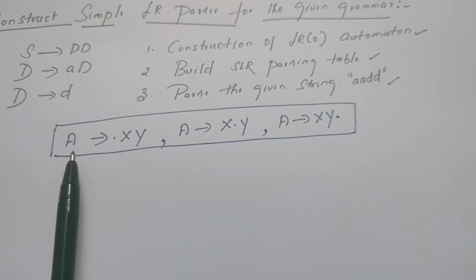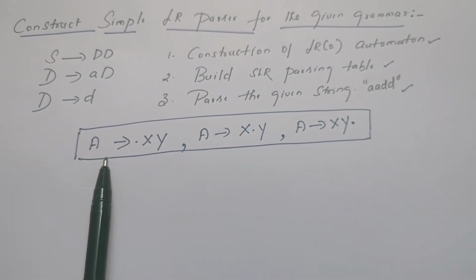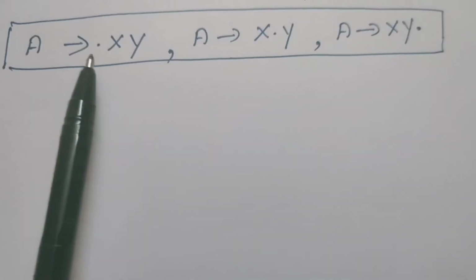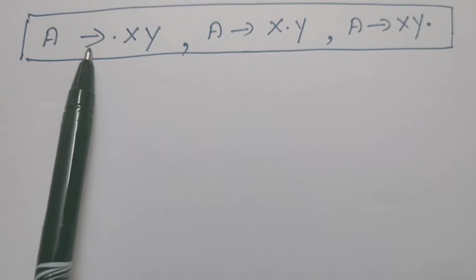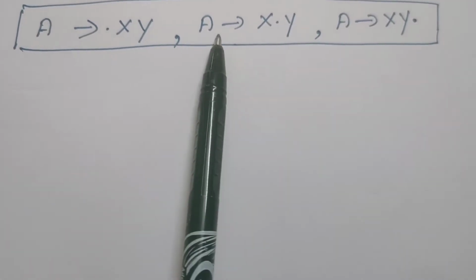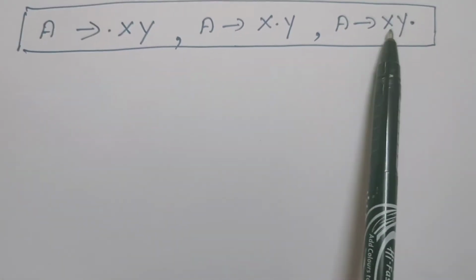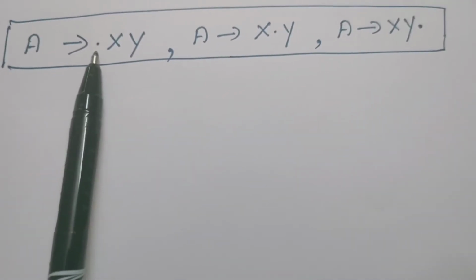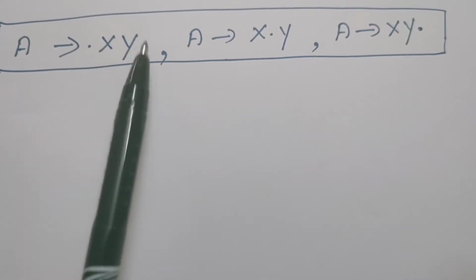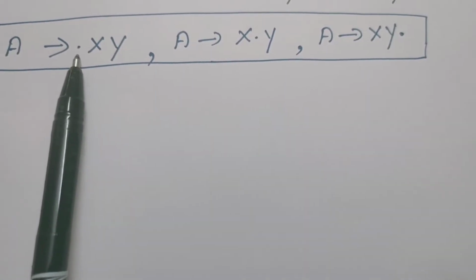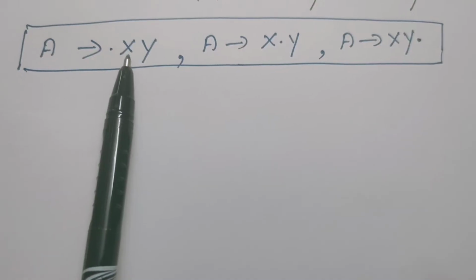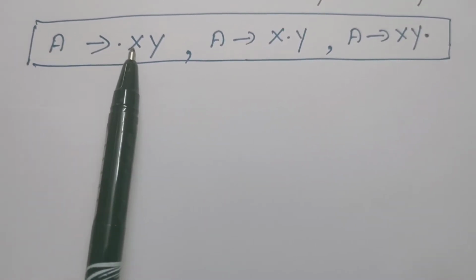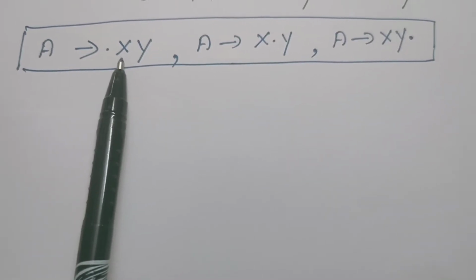Okay, before getting into the problem, I want to give an explanation for one more concept also. Just look into these production rules, and I have kept a dot also. A derives dot xy. Here A derives x dot y. A derives xy dot. So what is the meaning of this? If the dot is at the leftmost end on the right hand side of the production rule, it means the parser is yet to see the strings which are derivable from x.